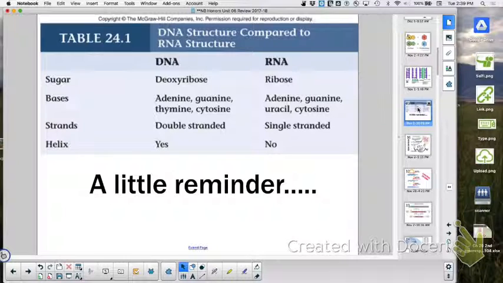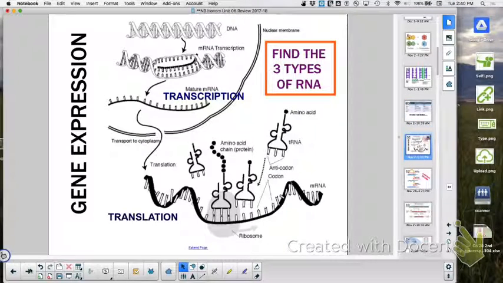Okay? A little reminder when you compare DNA with RNA. DNA has the base thymine, where RNA has the base uracil. DNA has the sugar deoxyribose. RNA has the sugar ribose. DNA is double-stranded. RNA is single-stranded. Perfect. Okay, so the next part we're talking about is using that DNA to make RNA.